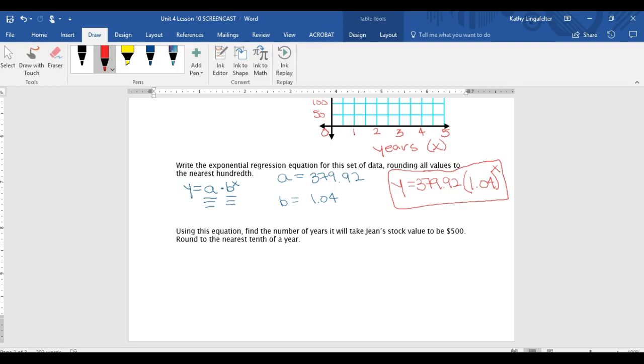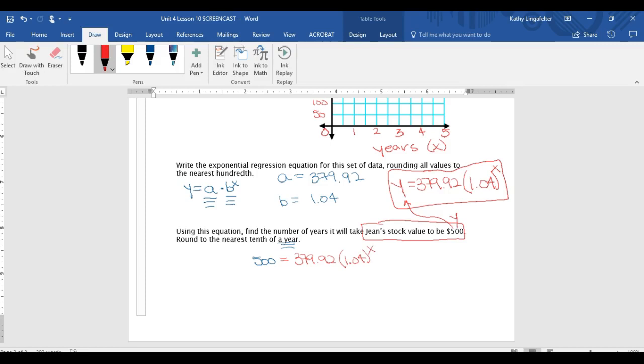So using this equation, find the number of years it will take Jean's stock to be valued at 500. Well, Jean's stock value is my y. So I'm going to be substituting y into my equation and solving for x, because x is representative of the year, and I need to find how many years. So it's going to be 500, that's what I'm substituting, equals 379.92 times 1.04 to the x power. So I'm solving for x.